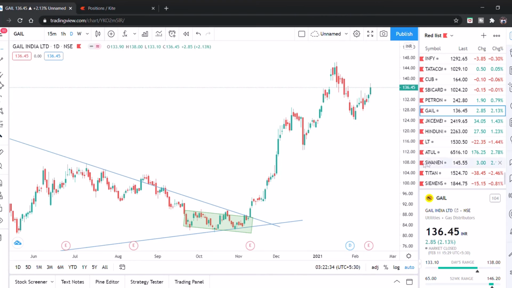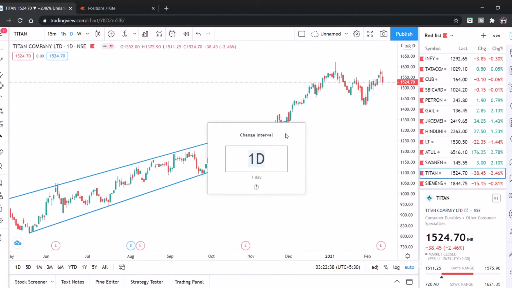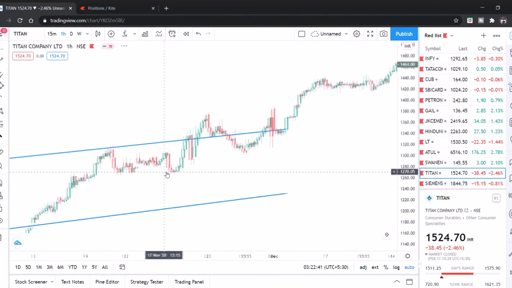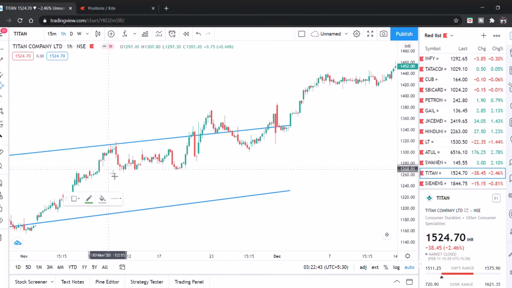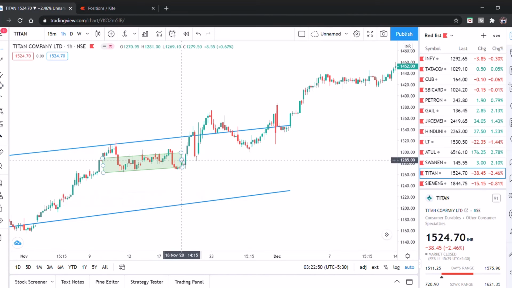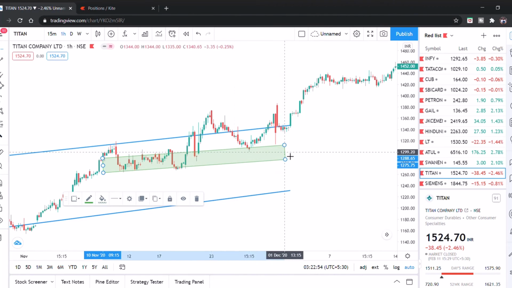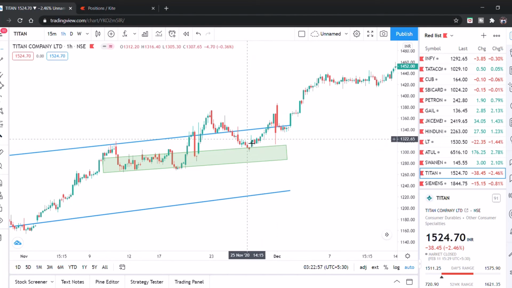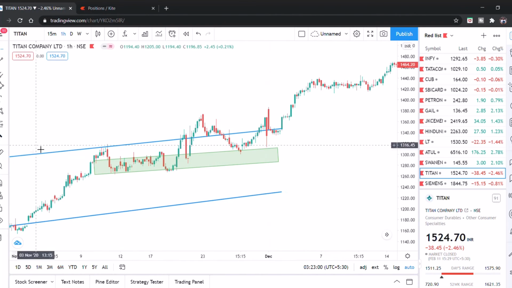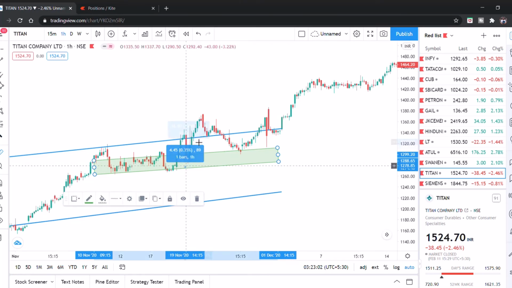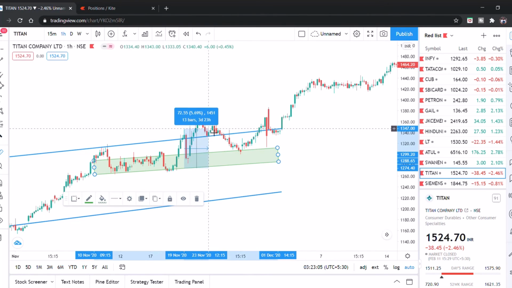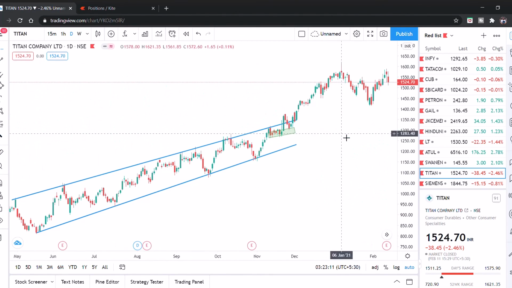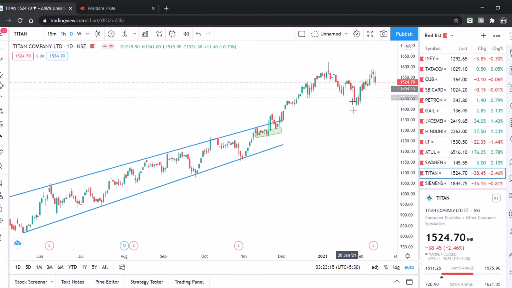So if you have a look at this breakout, just before the breakout, there was this congestion or a build up over here. This is our area of value. And if we extend it, you will see that even though there was a retest, it didn't go below our area of value. Here we are risking about 5% for more than 20%. Well, that's how you place a stop loss.